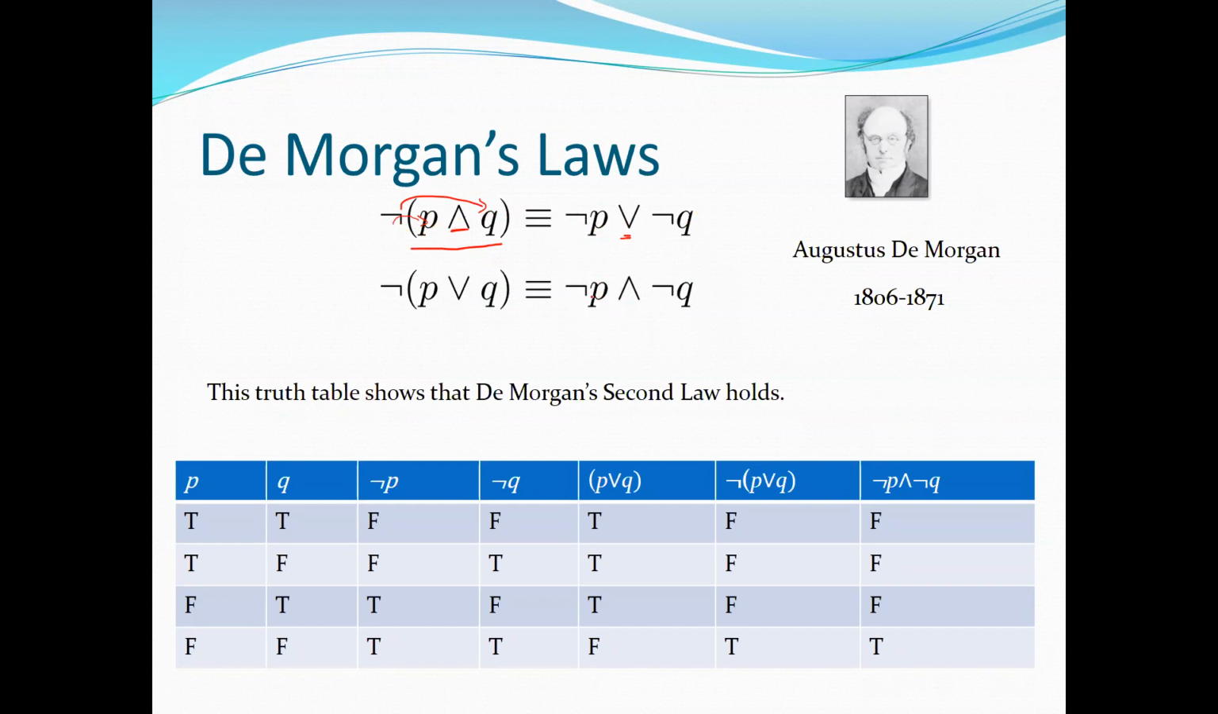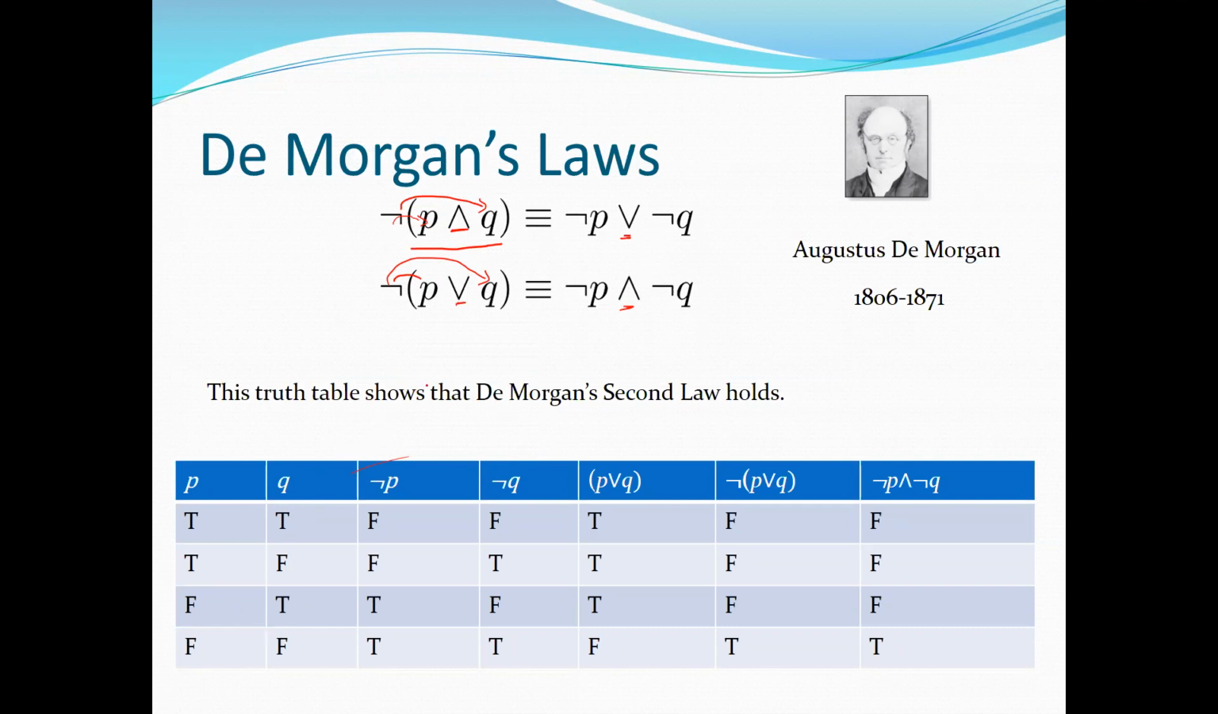We will prove it using the truth table, right? The second law is, if you have not (P or Q), you can do the same. You can distribute this not with P and with Q, but then this or sign will be converted into and, just the opposite. So let's prove this using the truth table. We have two propositions P and Q, and these are the possible combinations: true true, true false, false true, and false false, right?